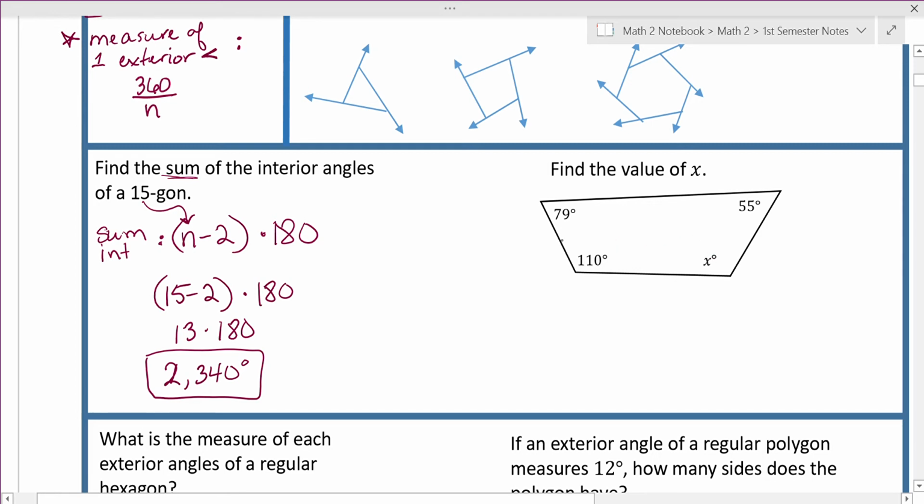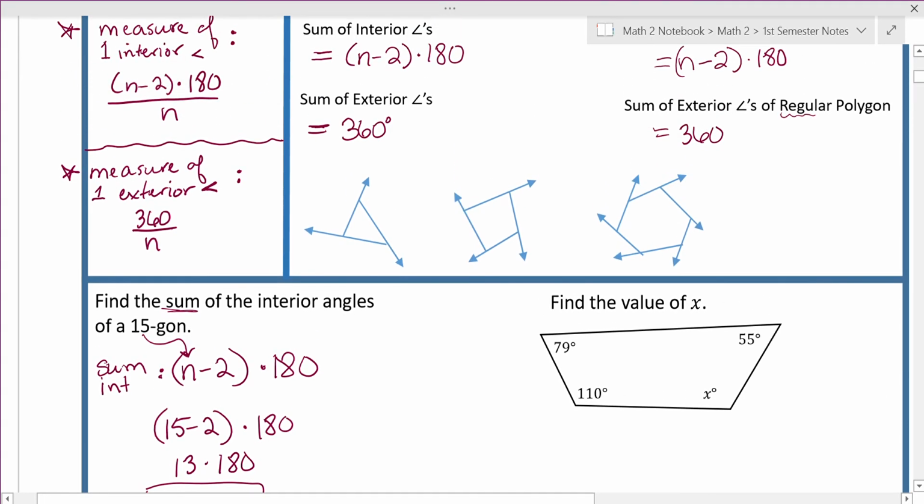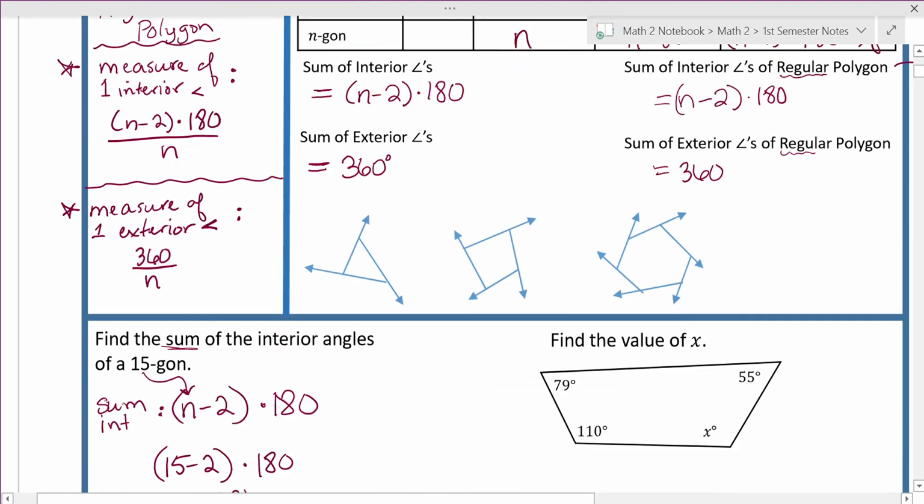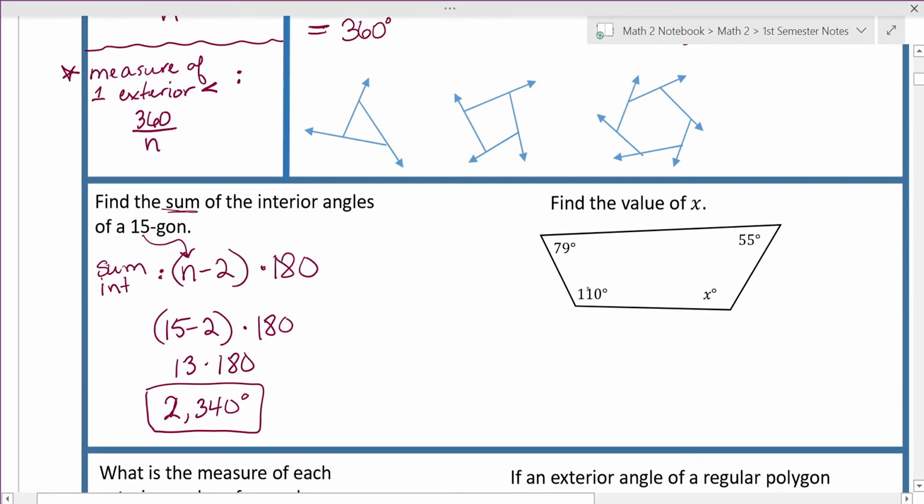Now we know this is a quadrilateral. It has 1, 2, 3, 4 sides and 4 angles. So we know that a quadrilateral, if we look up above, always adds up to 360 degrees. The interior angles of a quadrilateral add up to 360 degrees. So all 4 of those angles here must add up to 360. So if we do 79 plus 110 plus 55 plus x, we need to get 360.